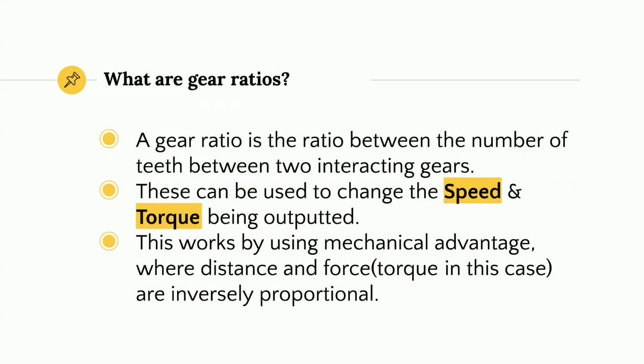This works by using mechanical advantage, where distance and force, torque in this case, are inversely proportional. So what I mean by this is that when you have a smaller gear rotating and it goes a full 360 degrees, it would rotate a bigger gear by less than 360 degrees. So it has less distance. And if we were here for physics, you have work. So less distance, but the same amount of work means that they have more force, so torque in this case. So that's mechanical advantage.